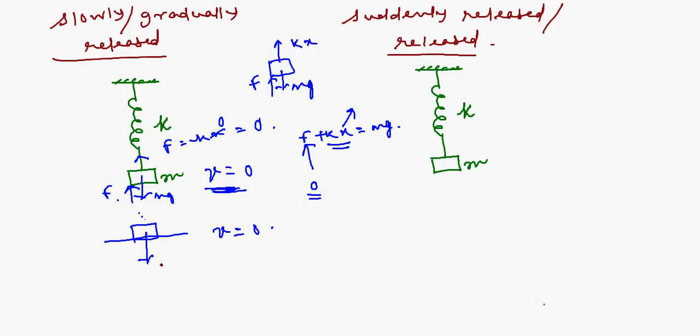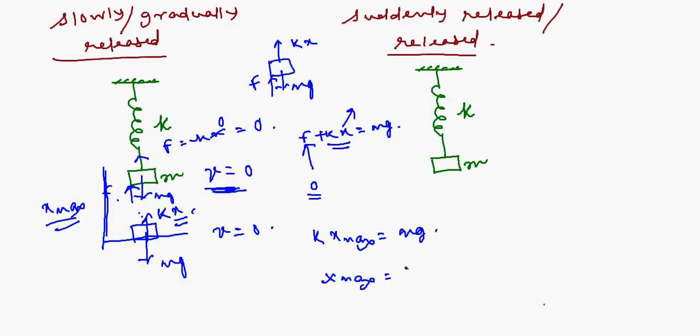And at this point, mg is acting downwards and kx is acting upwards. This is in equilibrium, and this x can't be more because we are talking about the maximum extension. So this will be the x max. So kx max is equal to mg, or x max is mg by k.